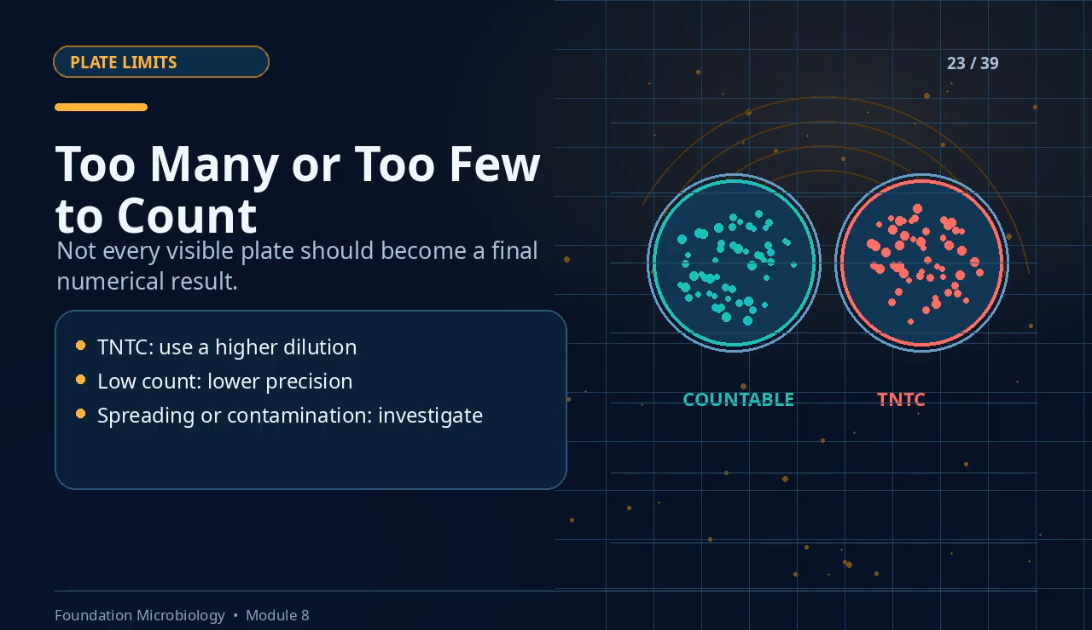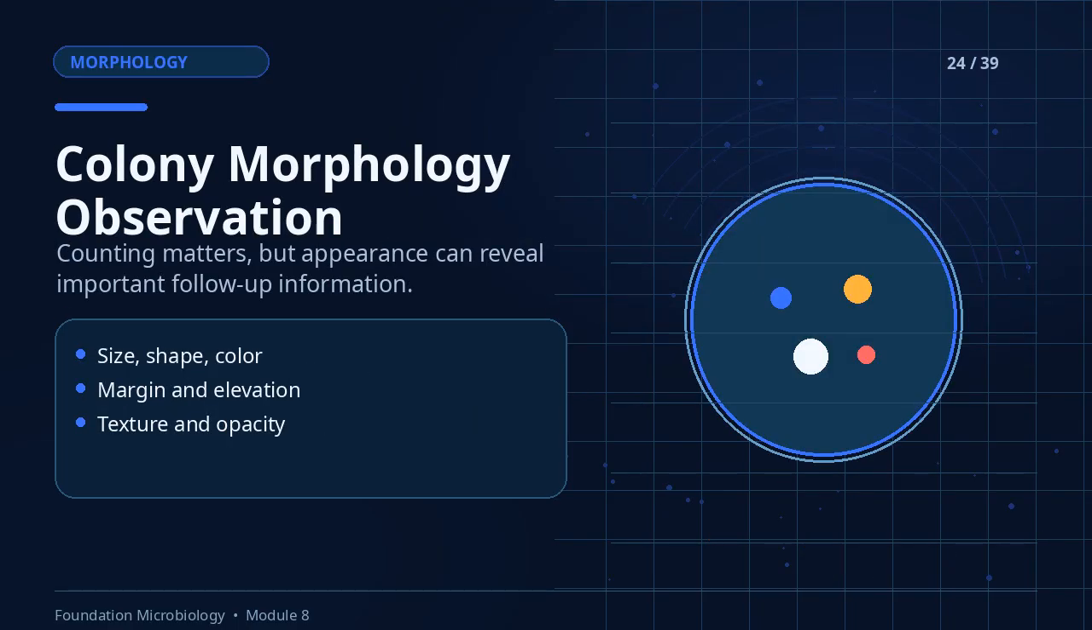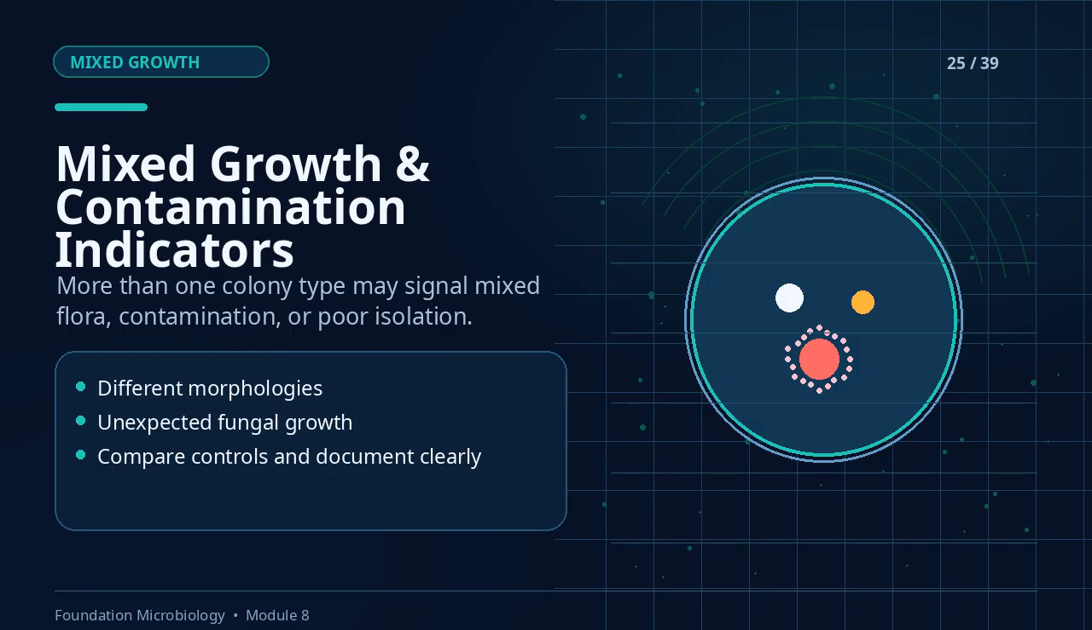Counting colonies is important, but their appearance also provides valuable interpretation information. Observe features such as size, shape, color, edge, elevation, surface texture, and opacity to identify unusual or mixed growth patterns. Multiple colony morphologies on one plate may indicate mixed sample flora, contamination, or incomplete isolation. Unusual patterns should be documented, compared with controls and duplicate plates, and investigated or repeated when interpretation is uncertain.